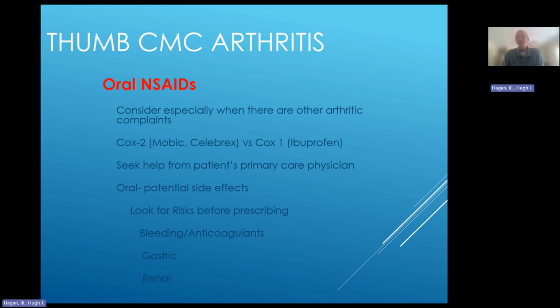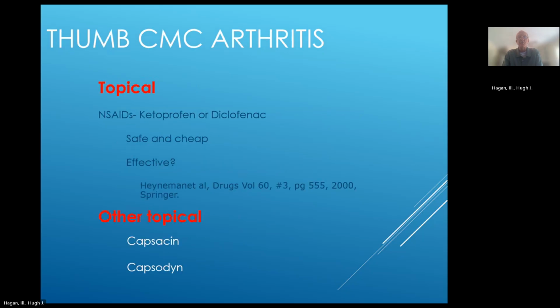If this is going to be a chosen path of treatment, enlist the help of the patient's primary care physician, since any side effects the patient might have would be medical in nature and require the assistance of an internist. Potential side effects, well known to people: stomach upset, bleeding, kidney problems. Before you start anybody on an anti-inflammatory, look for those three things. Are they on an anticoagulant? Do they have a history of gastric ulcers? And do they have normal renal function?